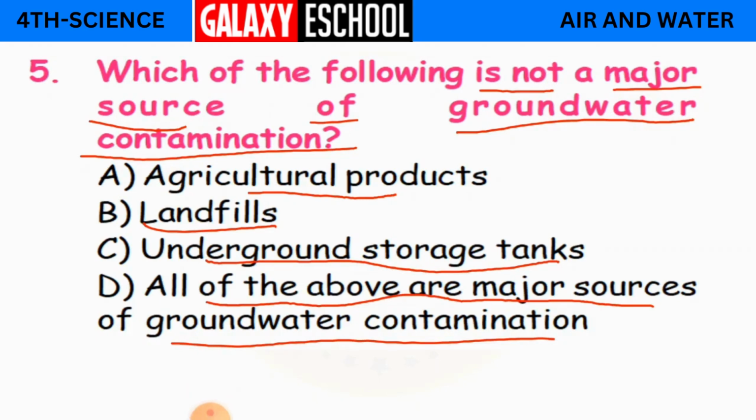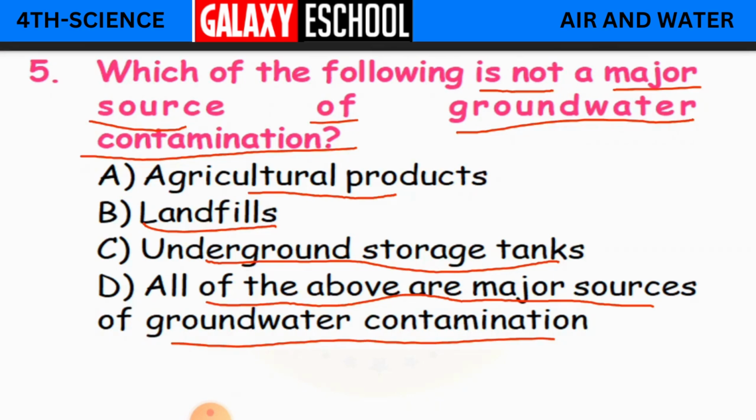And A option, children, it is agriculture products. Agriculture products in the sense what we use for agriculture, that is the chemicals. Because for getting a good crop, farmers sometimes use chemical fertilizers and pesticides. So chemical fertilizers and pesticides are not good, and they also cause pollution of the groundwater.